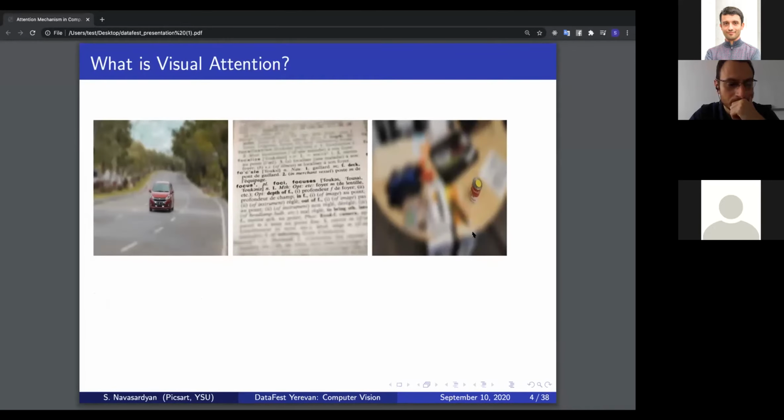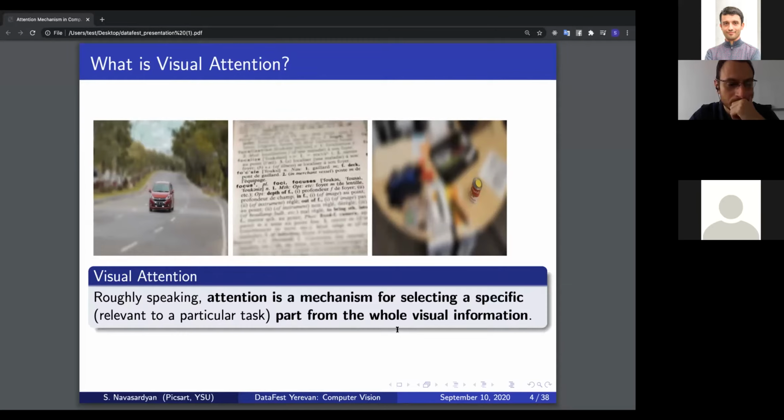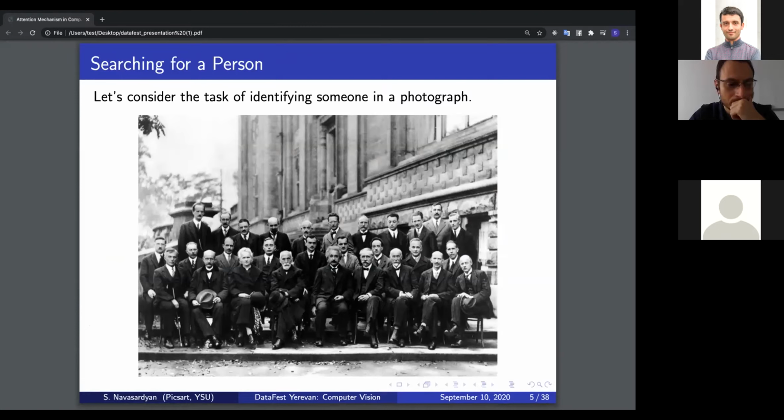So what is visual attention? In our daily life, we often solve tasks, for example, crossing the street, reading something, or searching for some items in our environment. For this, we need to focus our attention on some part of the information we get. Roughly speaking, attention is a mechanism for selecting a specific part from the whole visual information we get from our environment. Let's consider the task of identifying someone in a photograph.